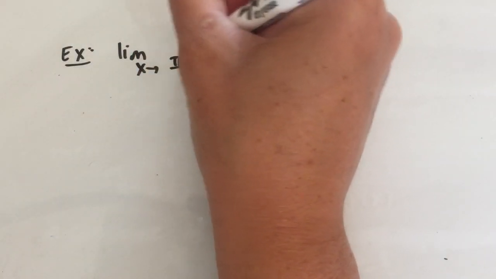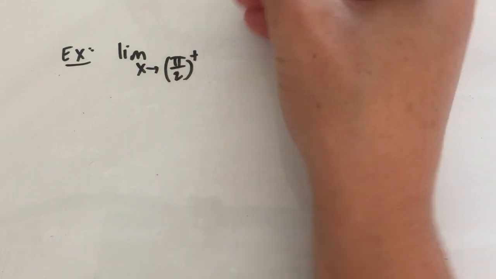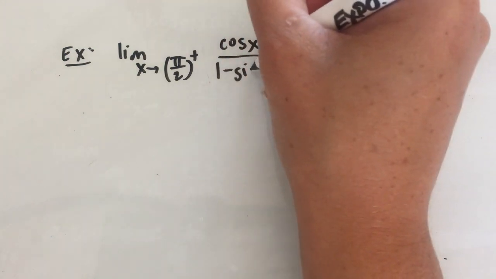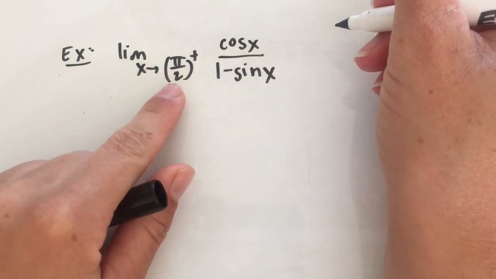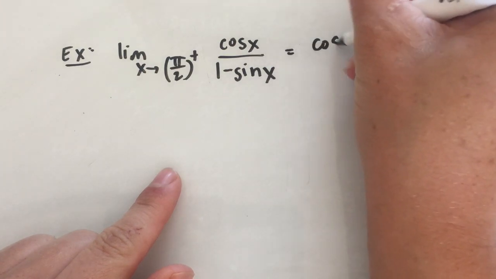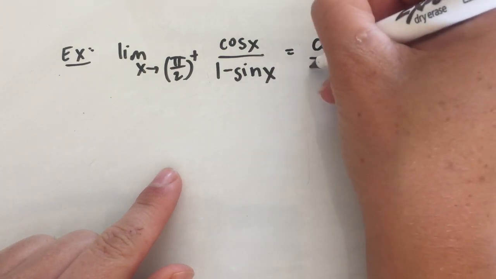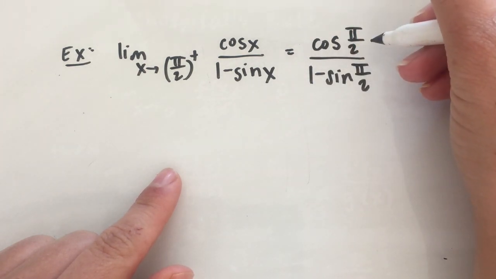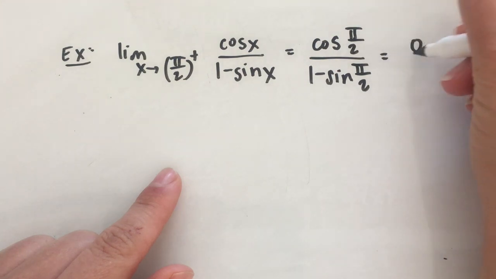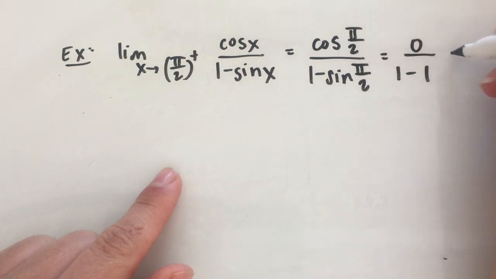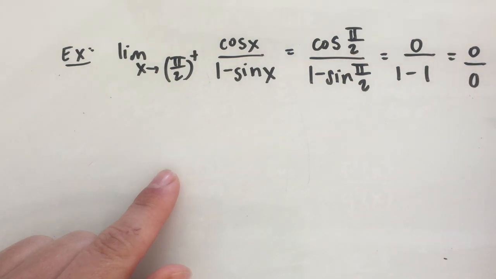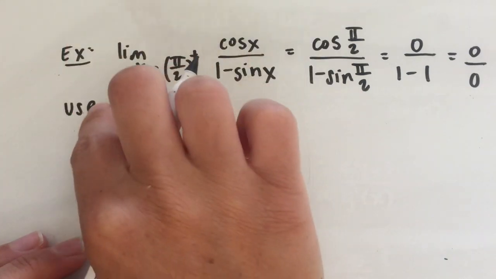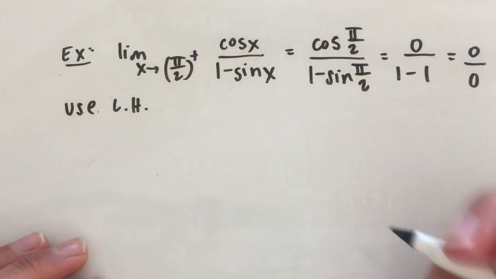For my first example, I have the limit as x goes to pi over 2 from the right of cosine x divided by 1 minus sine x. So if we try plugging in pi over 2, we get cosine pi over 2 divided by 1 minus sine of pi over 2. So cosine pi over 2 is 0 and sine pi over 2 is 1. So we're going to get 0 over 0. So now we know we can use L'Hopital's rule, and we can take the derivative of top and bottom.